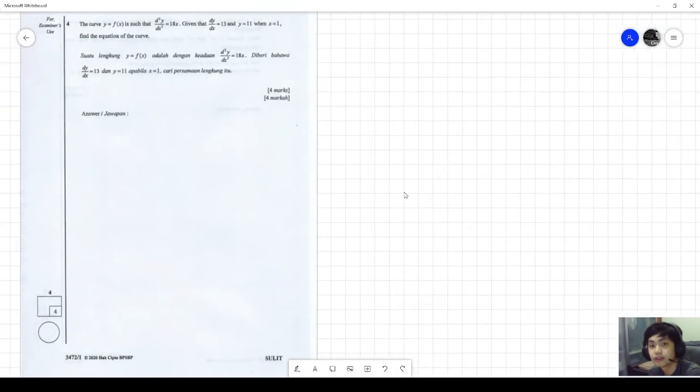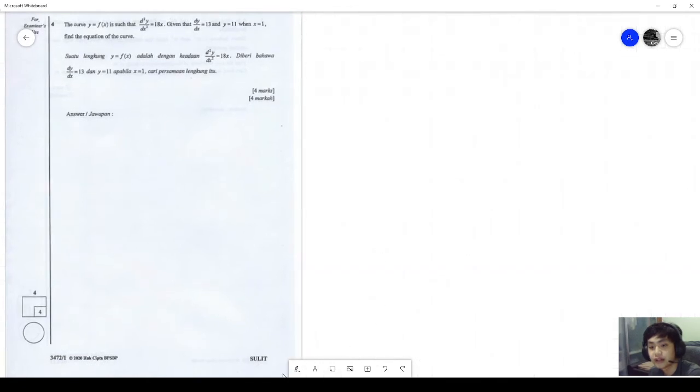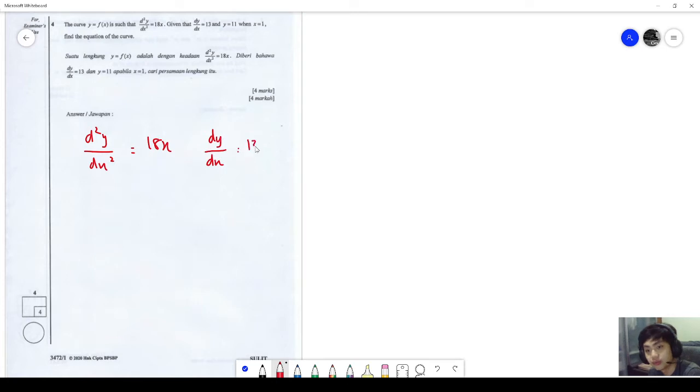Alright, so for question 4, the curve y equals f(x) is such that d squared y over dx squared is 18x, dy/dx is 13, and y is 11 when x is 1. So we are given a few quantities to work with here. To find the equation of the curve, we need to use integration. We need to work backwards from the differentiation. So we do not start from dy/dx, because dy/dx here is actually the gradient already.